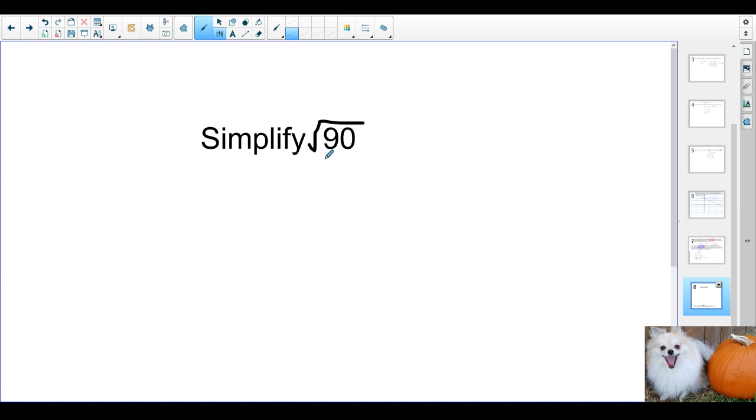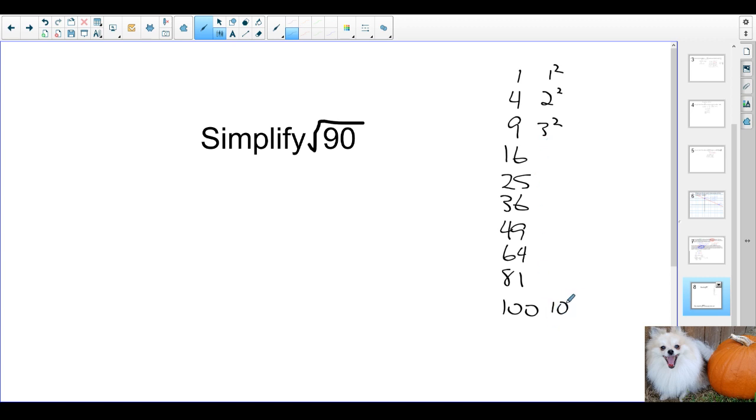Okay, simplify the square root of 90. If you want to simplify square roots, it's like factor trees, only there are only certain factors we care about, which are perfect squares: 1, 4, 9, 16, 25, 36, 49, 64, 81, 100, and so on. That's 1 squared, 2 squared, 3 squared, all the way down to 10 squared. You can fill that in.